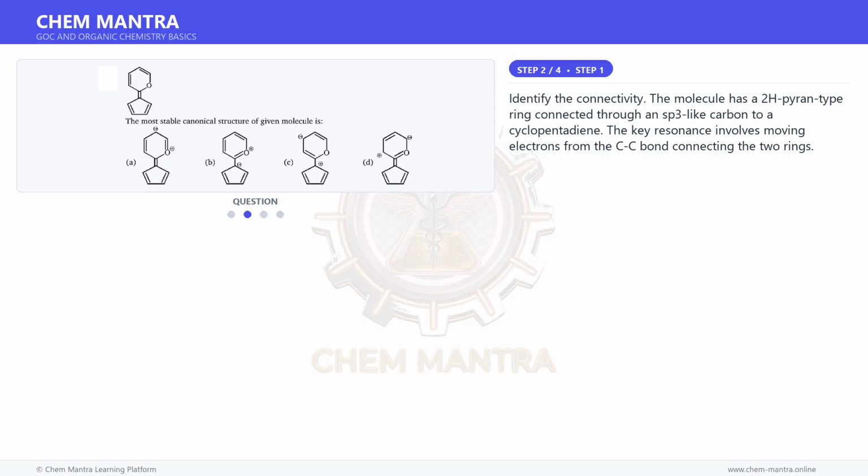Moving on to the next step. Identify the connectivity. The molecule has a 2H pyran type ring connected through an sp3-like carbon to a cyclopentadiene. The key resonance involves moving electrons from the C=C bond connecting the two rings.